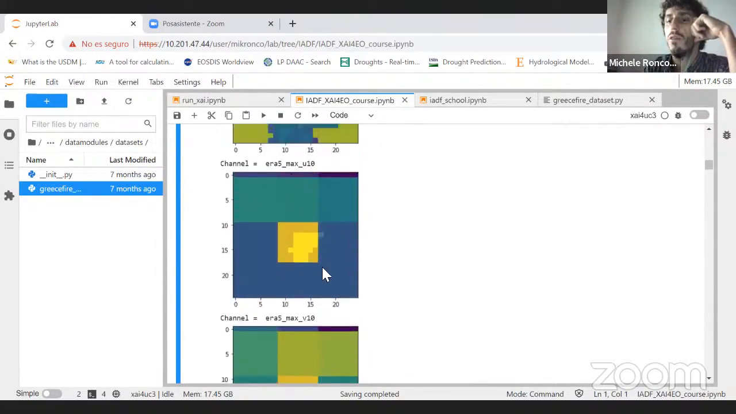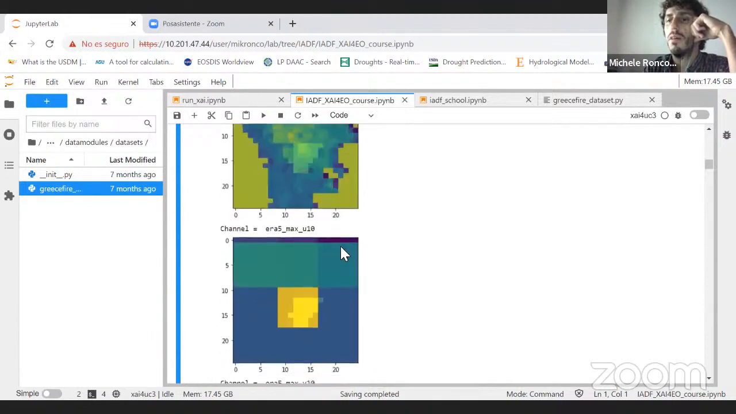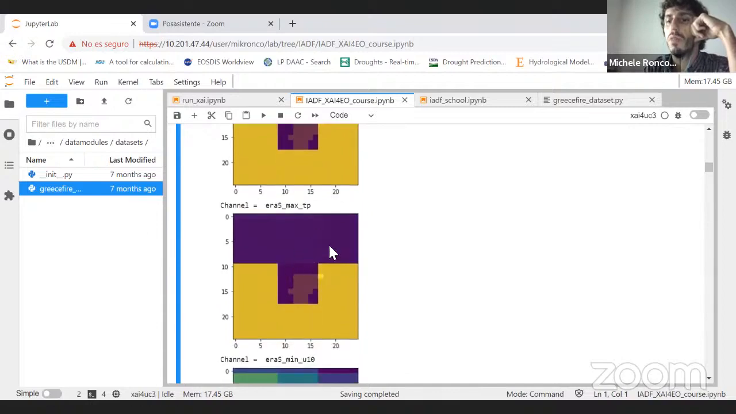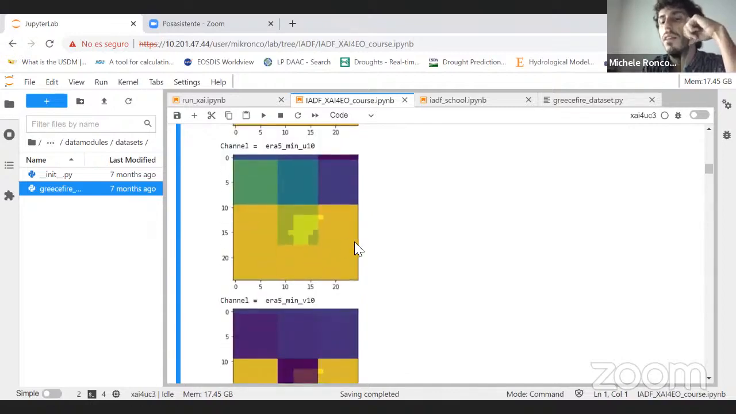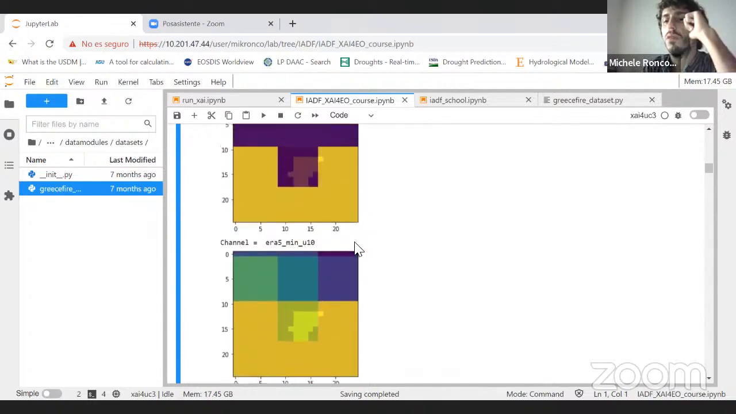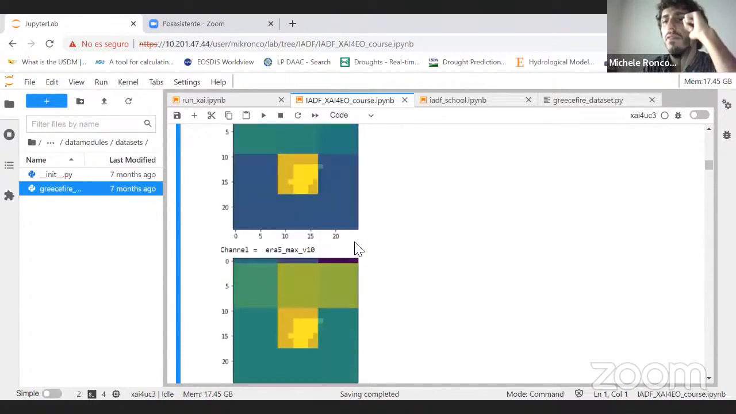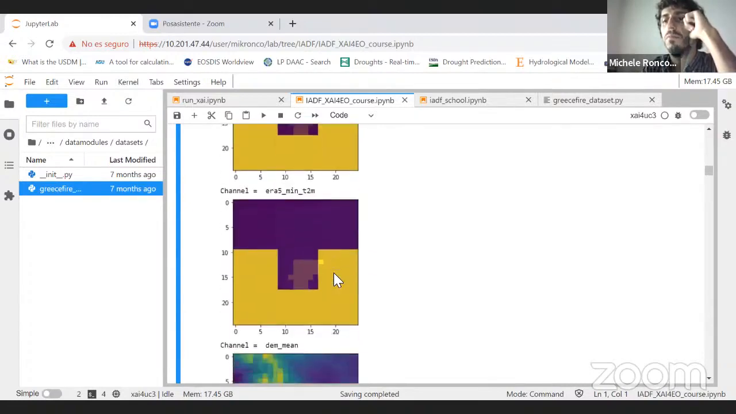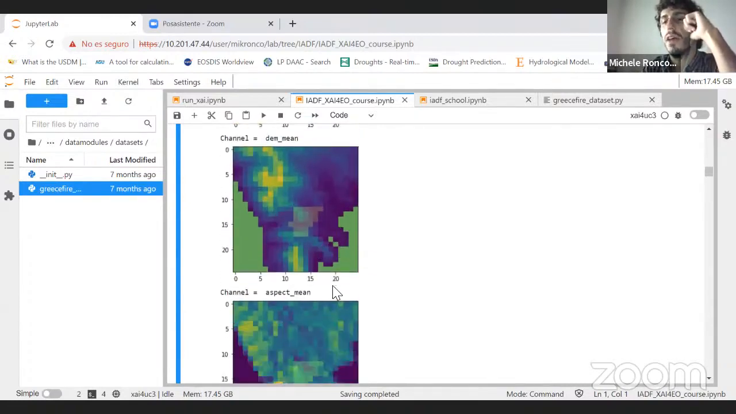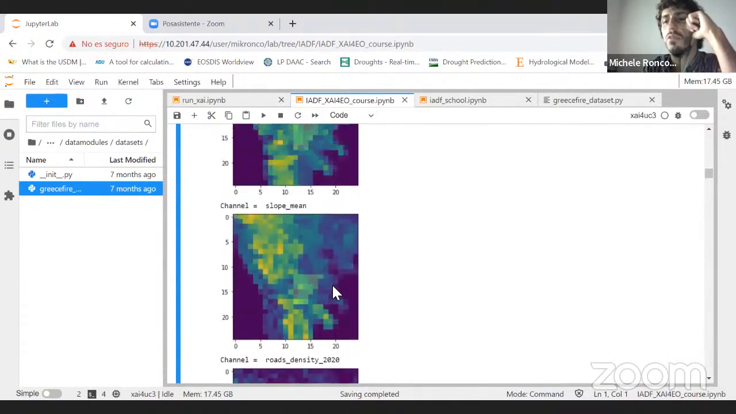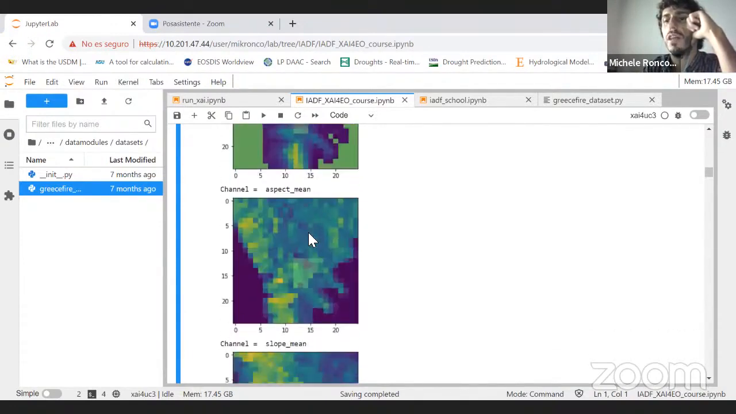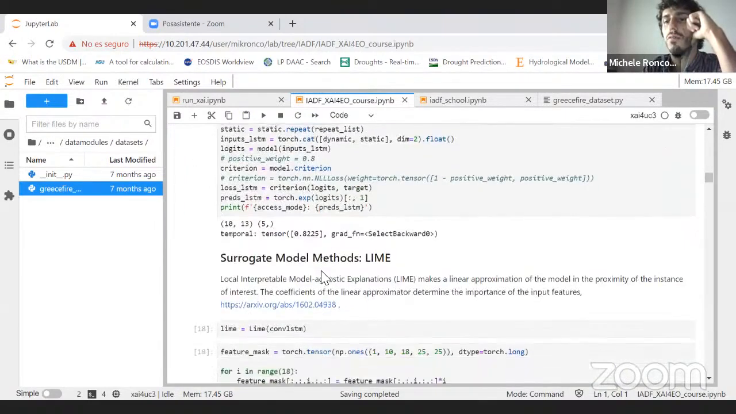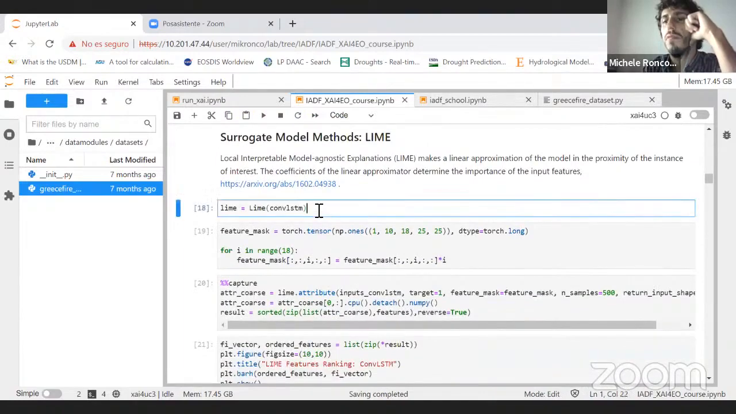These are variables which have lower resolution: the wind directions, the temperature of air at 2 meters, total precipitation, and so forth, because these are at lower resolution with respect to the remote sensing variables, such as the evapotranspiration and so forth. These are the static features, which are nothing but the digital elevation, the slope, road density, population density, and so forth.